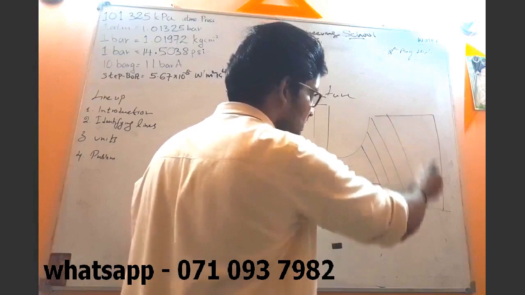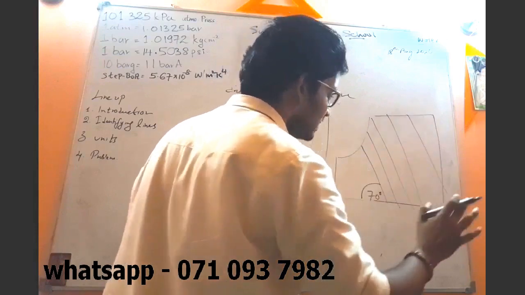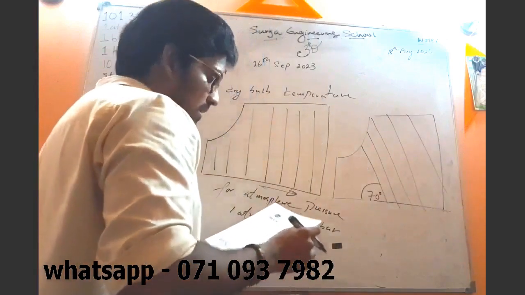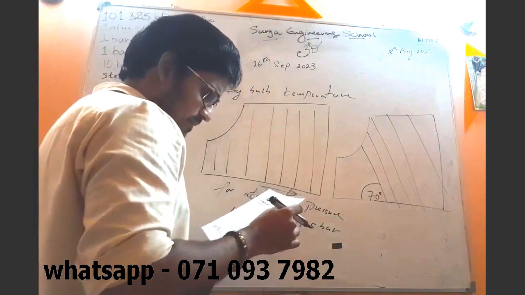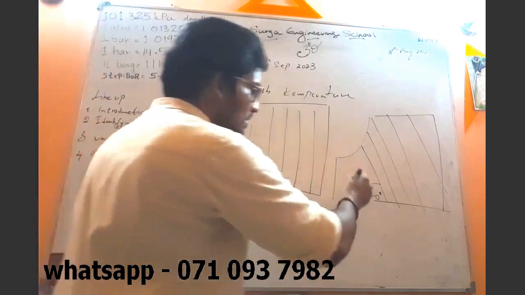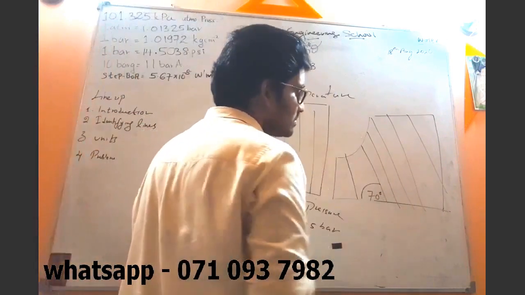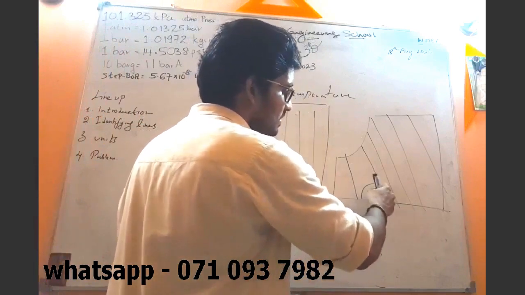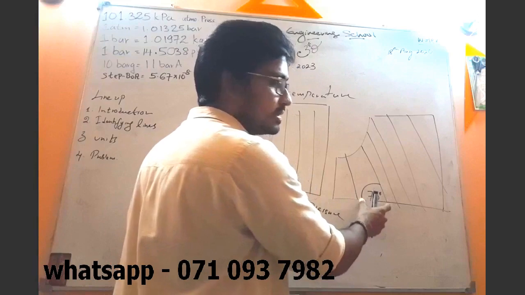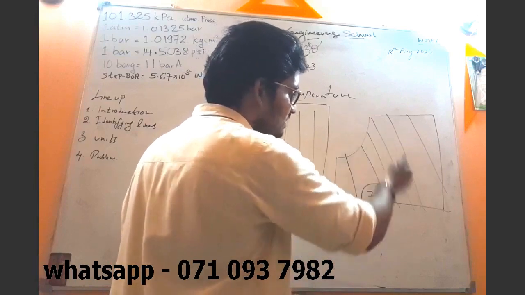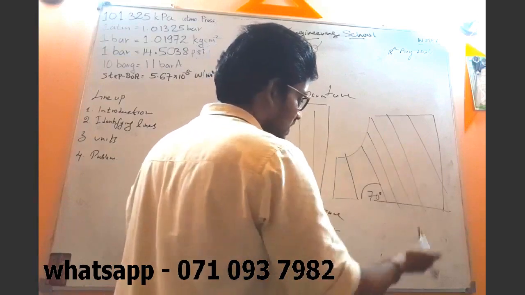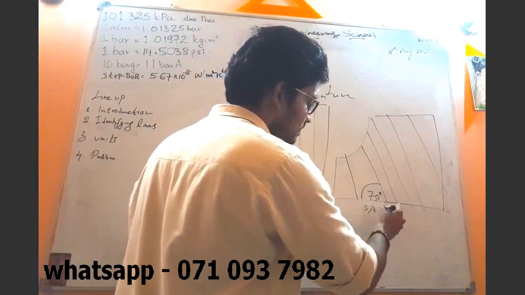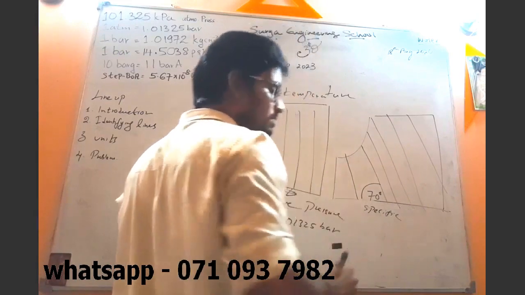There is a line like this, roughly, right? There is a line like this that is roughly inclined at an angle of 70 degrees with the left horizontal. So these lines indicate specific volume, okay?